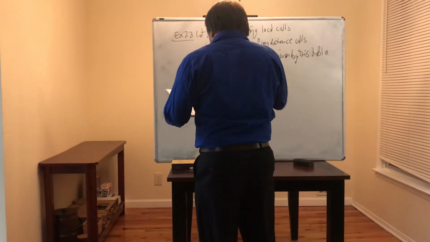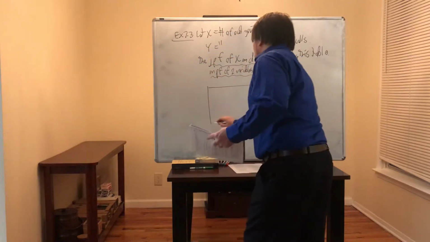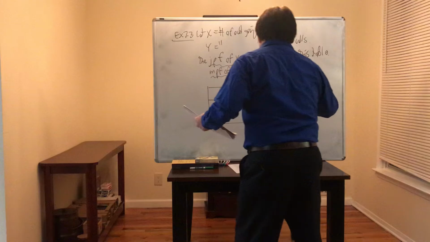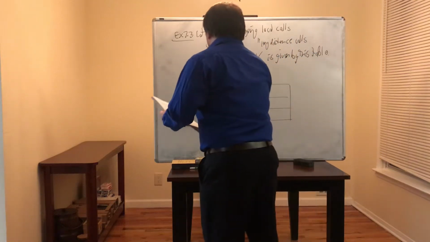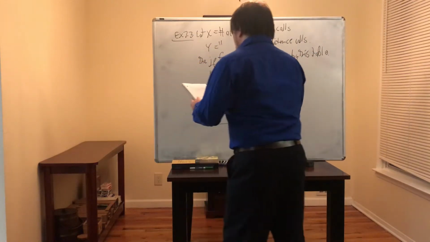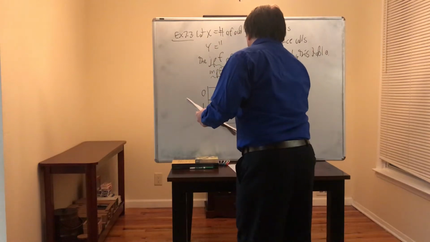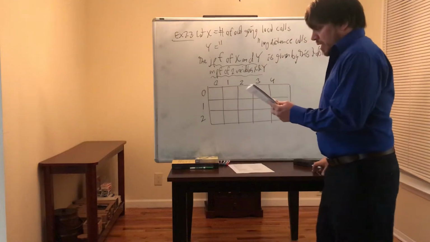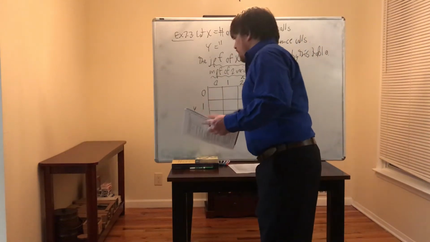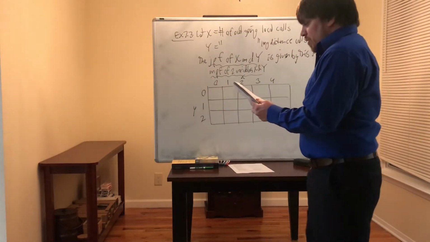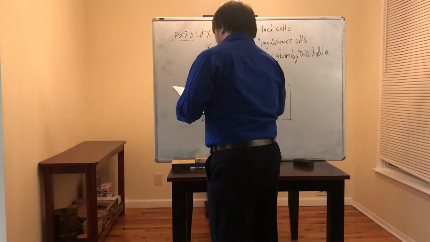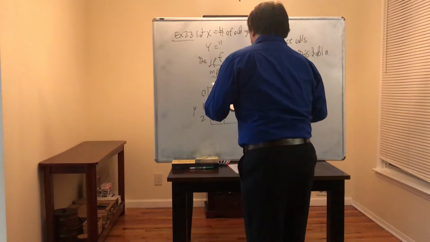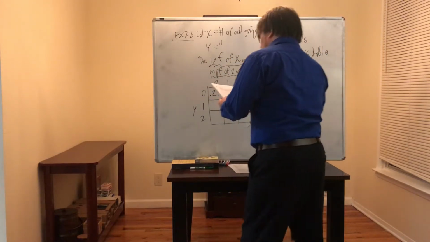Okay, and so the table is this. There are going to be three different values of y: 0, 1, and 2. And there are going to be 5 values of x: 0, 1, 2, 3, 4. And these are the probabilities for each one of those possible outcomes that I'm going to put into this 3 by 5 table.